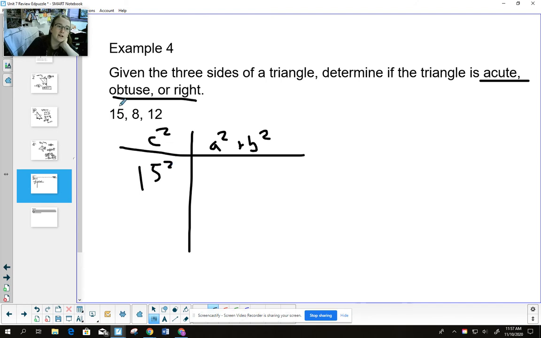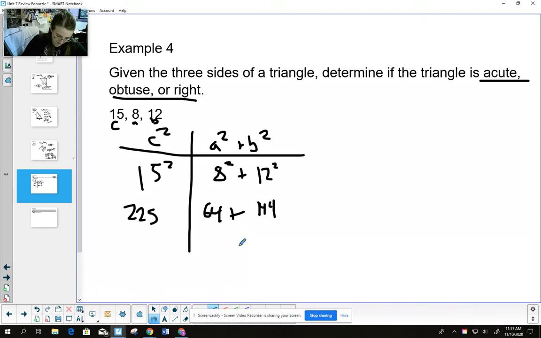15 squared. Careful. This is just c, and we need c squared. So this can be a and this can be b. Doesn't matter which is which. We can switch those. So I have 8 squared, because it's a squared, plus 12 squared. So we're going to look at these sides separately. 15 squared is 225. And 8 squared is 64. Plus 12 squared is 144.